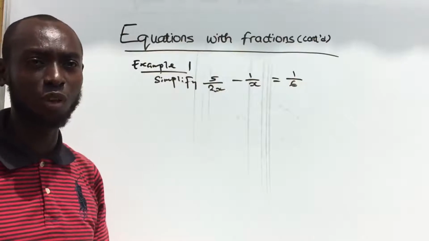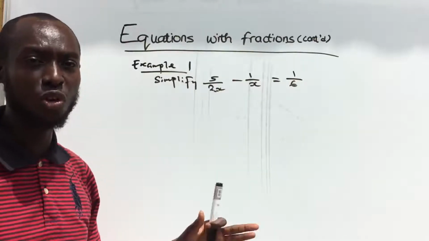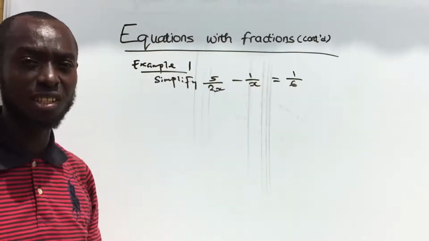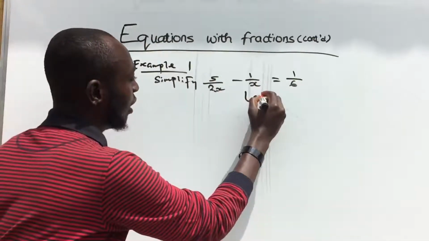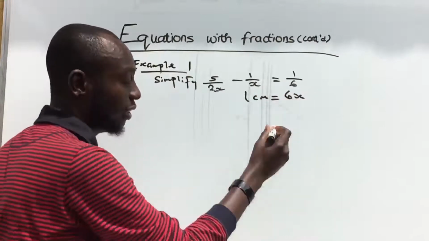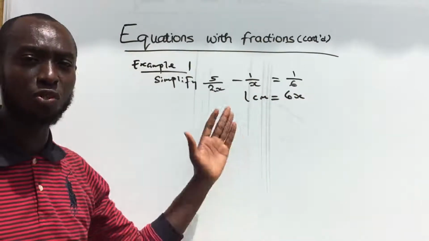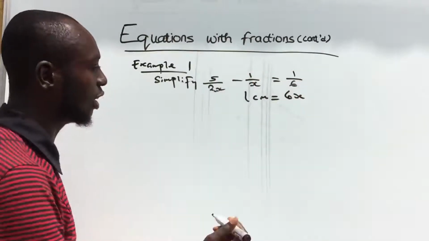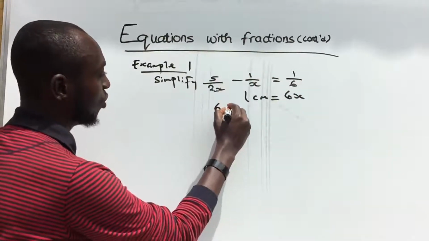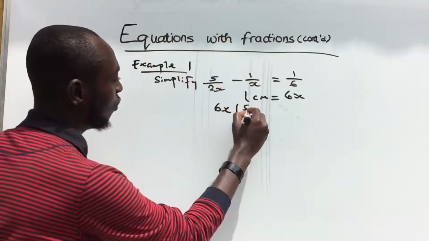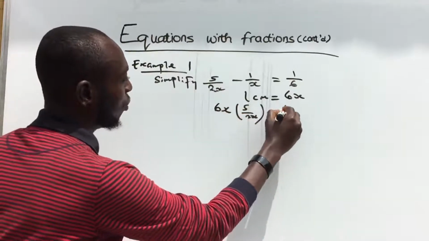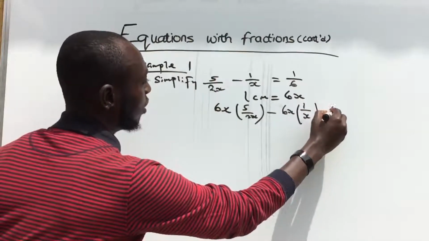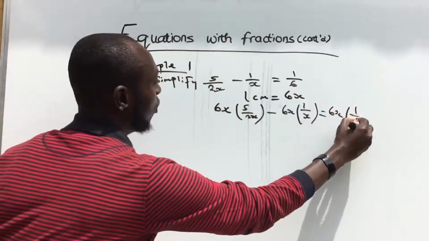Just like I did in our previous episode, you find the LCM of the denominators. The LCM here is 6s. Now I'm going to use this LCM, which is 6s, to multiply each term of this equation. That will give us 6s times 5 over 2s minus 6s times 1 over s equals 6s times 1 over 6.